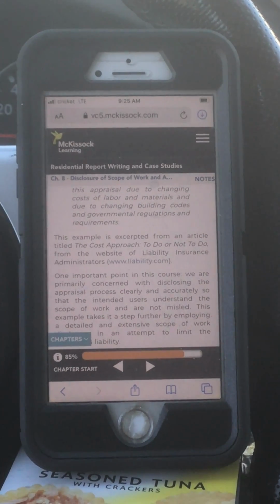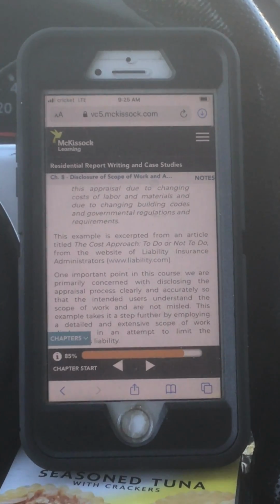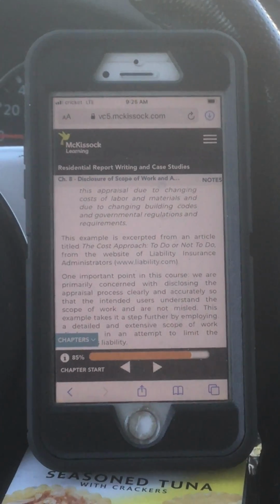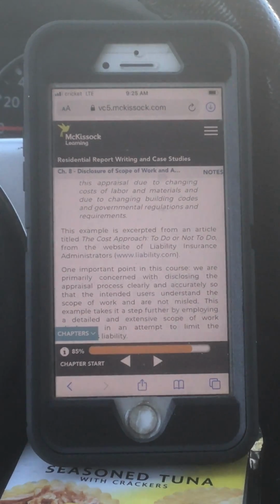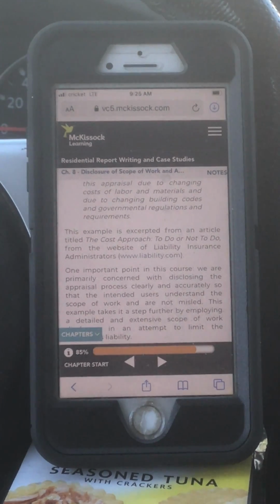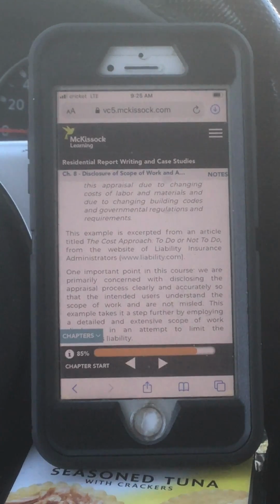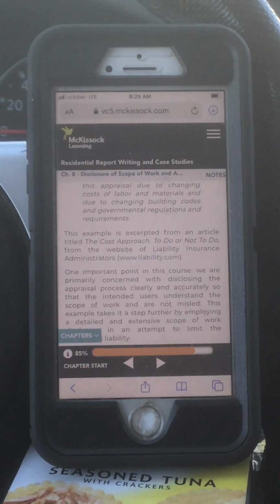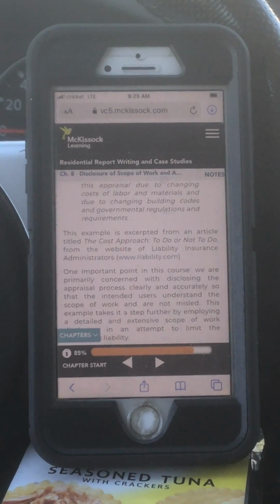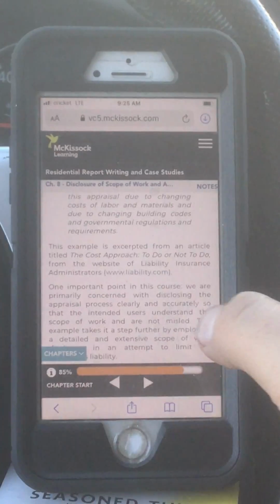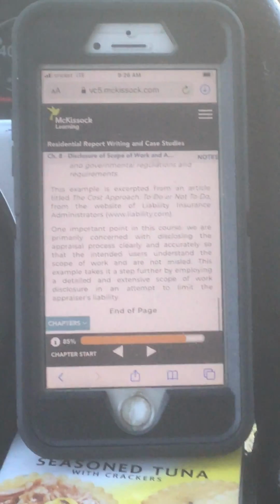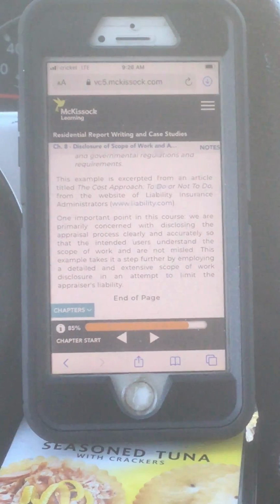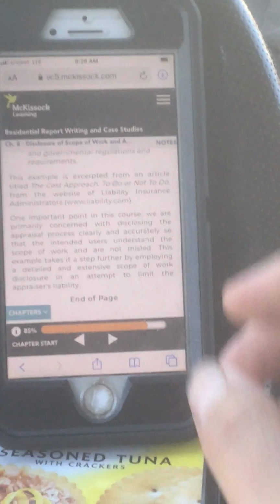One important point: in this course, we are primarily concerned with disclosing the appraisal process clearly and accurately so that the intended users understand the scope of work and are not misled. This example takes it a step further by employing a detailed and extensive scope of work disclosure in an attempt to limit the appraiser's liability. End of page.